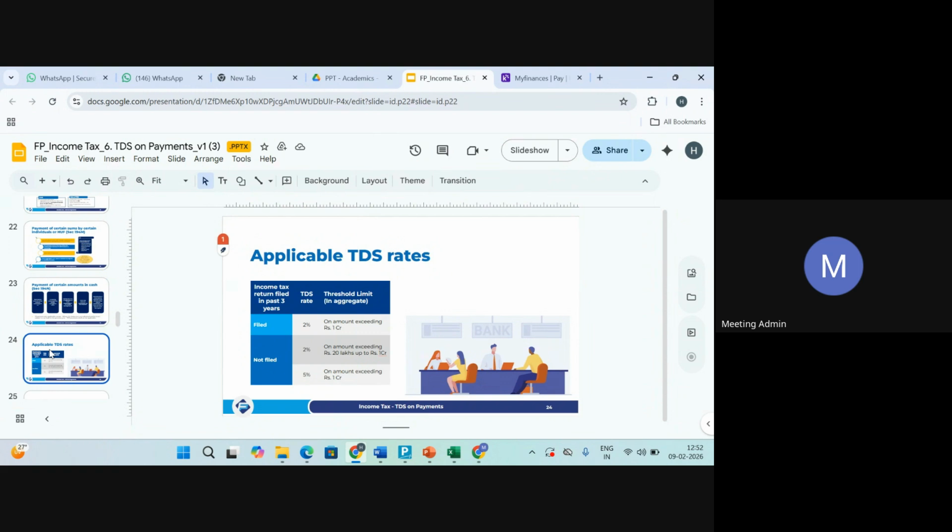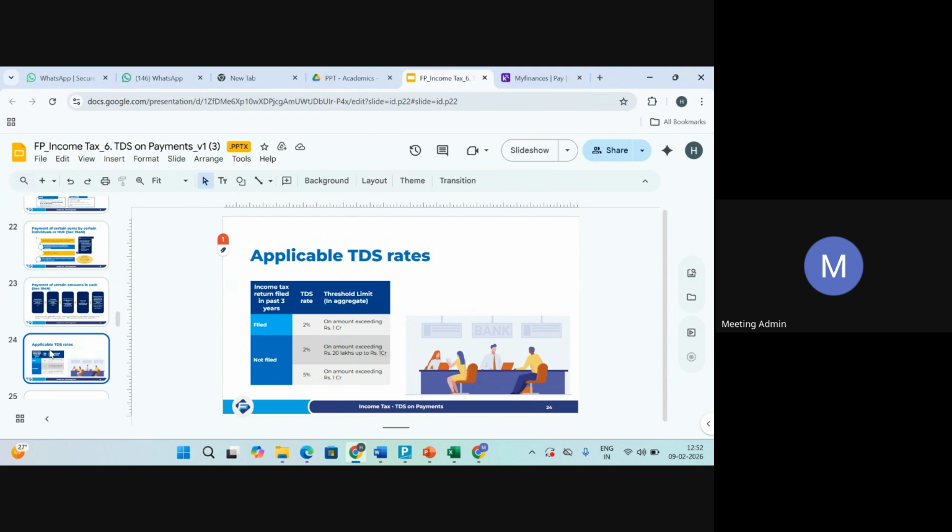You can see the applicable TDS rate. If income tax returns were filed in the past 3 years, the TDS rate will be 2%, and the threshold limit is on the amount that exceeds 1 crore. If it exceeds 1 crore, you'll be paying 2%.